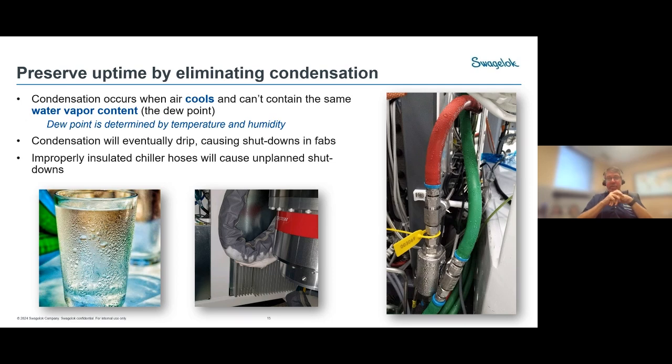Dew point is a function of air temperature and humidity. That condensation will continue to build just like it does on your glass on a warm summer day. It builds on a hose and it will continue to build until it drips and causes puddles, and it could be a potential leak. So this causes fabs to shut down and have to determine what the leak is. And this can be very, very expensive unplanned downtime to figure out what this leak potentially could be within the clean room. So again, we want to make sure we eliminate unplanned downtime, and the best way to do that is to eliminate the condensation on hoses and the rest of the thermal loop.